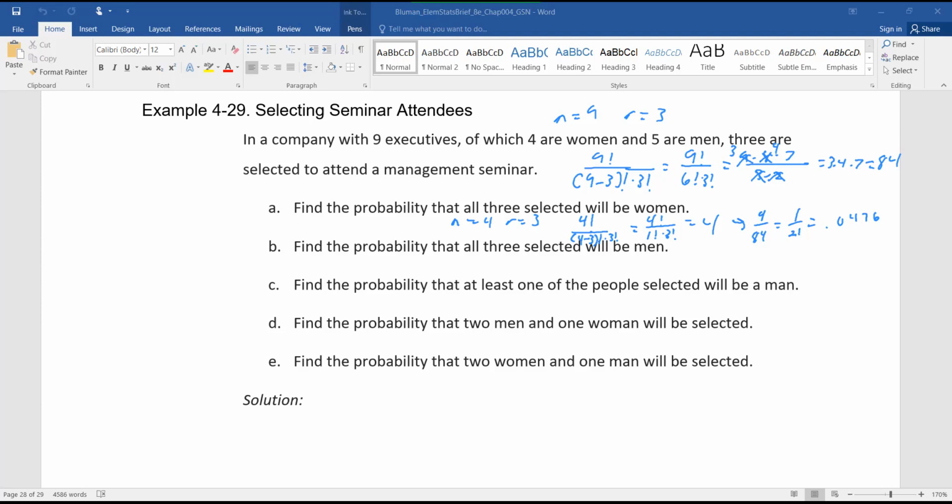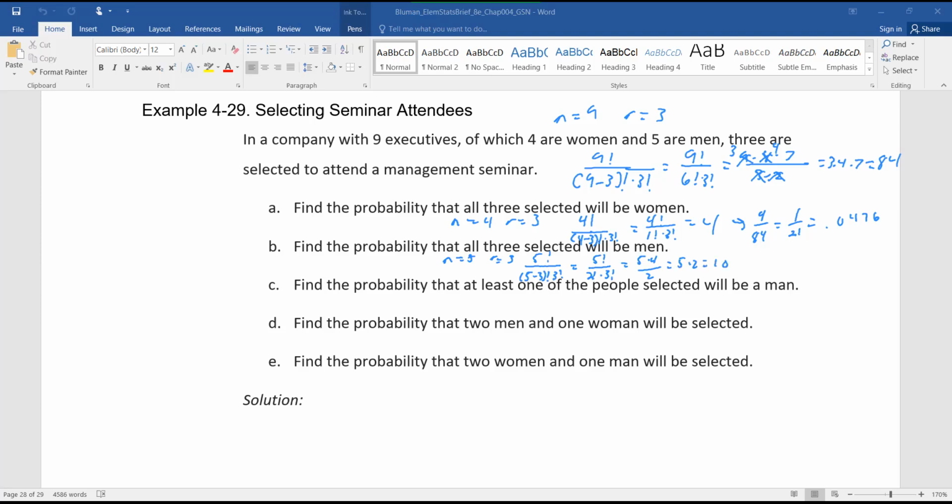The next one's like all three need to be men this time. So now my n is, what's my men? 5. So my n is 5. I'm still only selecting 3 of them. So now I get 5 factorial over 5 minus 3 factorial times 3 factorial. So I get 5 factorial over 2 factorial times 3 factorial. So then I get 5 times 4 over 2, which is just 5 times 2, which is 10.